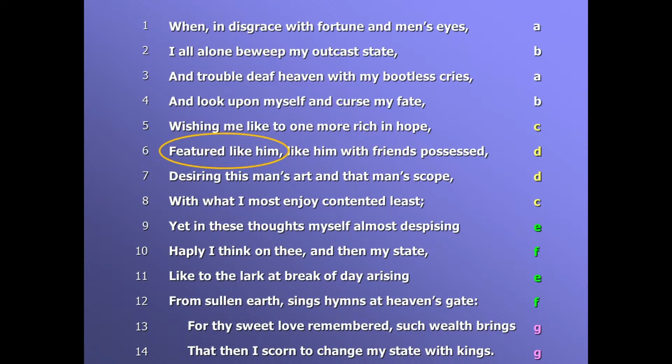Now, he would like to be like some other people. Featured like him, in other words, good looking like this guy, have friends like this guy over here. Art and scope have to do with skill and insight. Happily. You would think that means H-A-P-P-I-L-Y, happily, with a grin on your face, and it doesn't. It means it just happened that way, by happenstance. And then the word state has 2 separate meanings. And then my state, which means my state of mind. But this one doesn't mean that. This one means my circumstance. I wouldn't change my circumstance with kings. Okay, with that as a background, now let's listen to this.